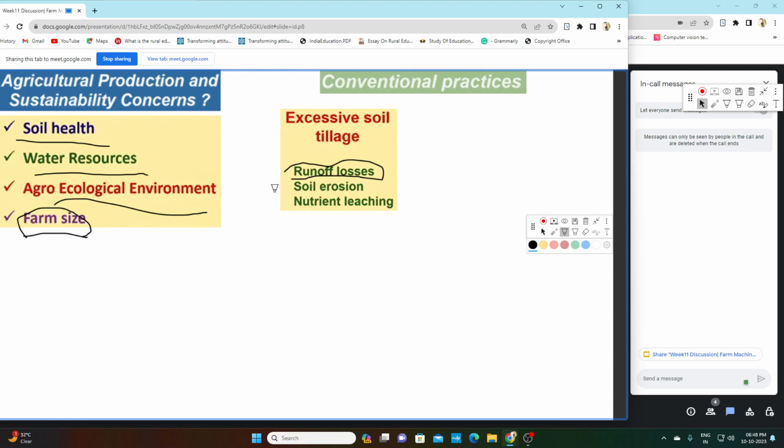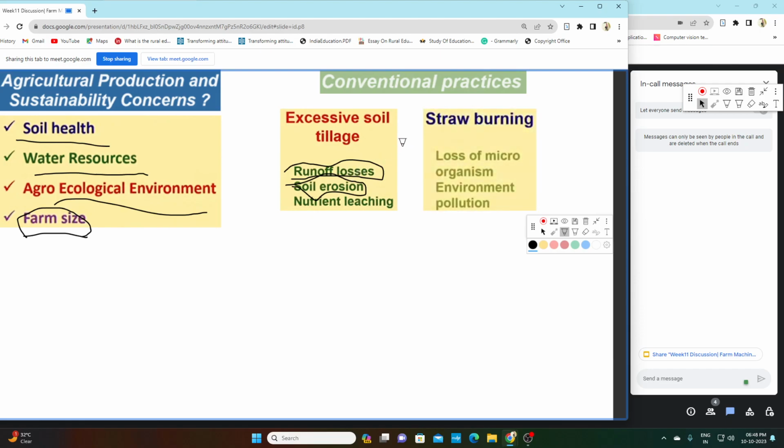Second is soil erosion. Again due to water, as there is more runoff, this flowing water will also take soil with it. So that is why there is a problem of soil erosion. And the third thing is nutrient leaching. This is another problem. Nutrient leaching is percolation of nutrients deep into the soil. So these are the three problems that we are facing by excessive soil tillage.